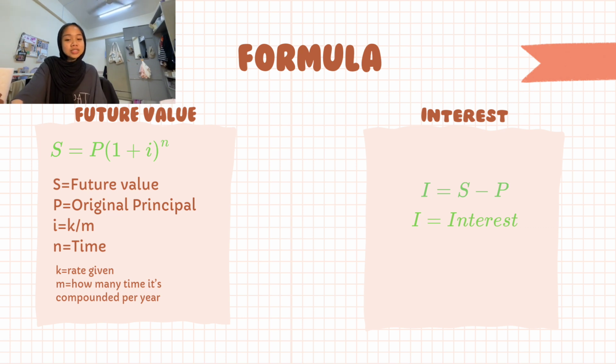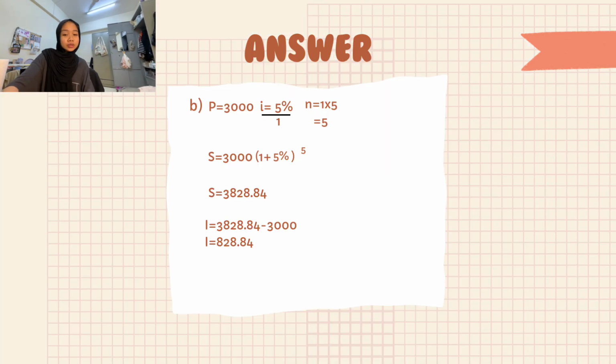To find the interest, just minus the future value amount from the original principal amount, and then you get the interest amount. P equal to 3,000, I equal to 5% per 1, and N equal to 5 years. So we're going to gather it all up in the formula. So it's going to be S equal to 3,000 bracket 1 plus 5% bracket 5.